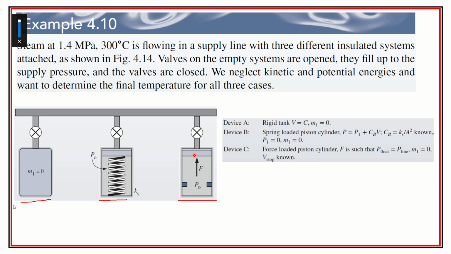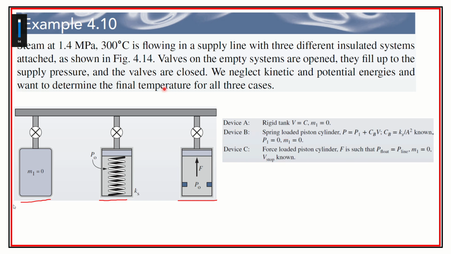And then lastly, we have a force that's being pushed onto there, and I believe that force is such that it will equal the line pressure. Okay, so I guess the pressure in the line is always going to be the same right here. So this thing is going to come down and then it's going to hit this stop, and we know what that volume is going to be.